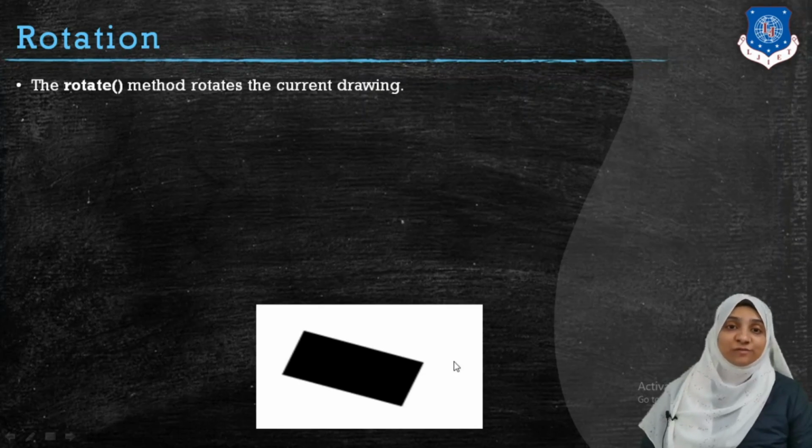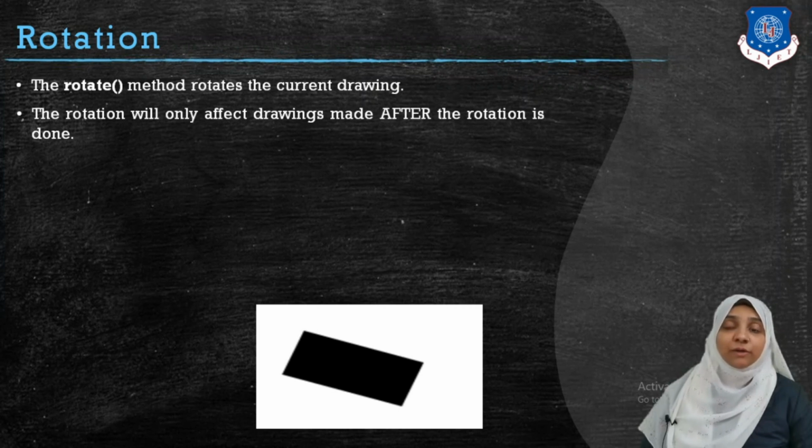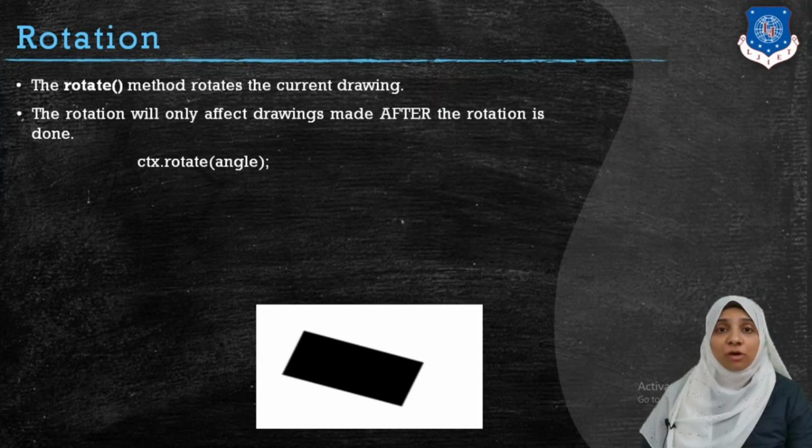Another interesting transformation is rotation. Rotation can be performed using the rotate method. To rotate a particular drawing primitive such as a rectangle, line, or text, we make use of the rotate method. Rotation will only affect those drawings which are drawn after the rotation. So we must first call the rotate method, and only then draw a particular drawing. Then it will be rotated. It's not like you first draw and then call the rotate method and the previous drawings will get rotated. No, it's not like that.